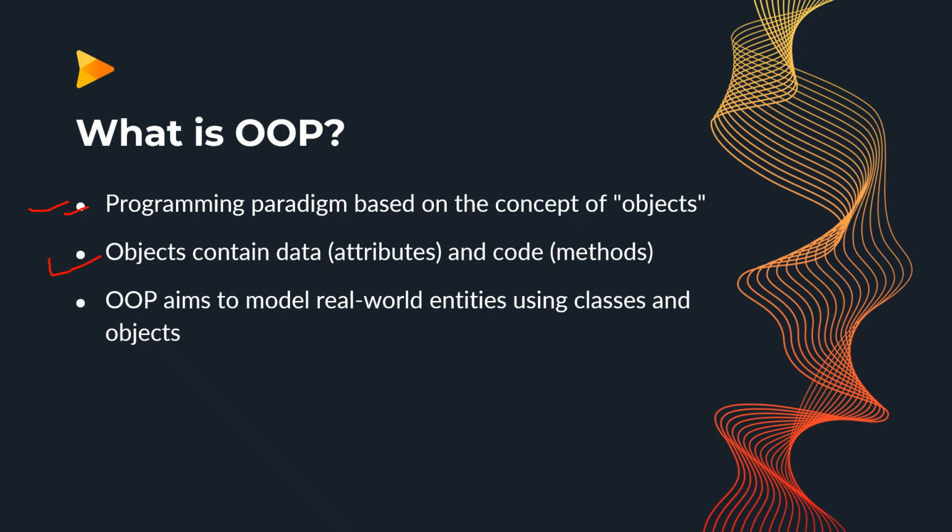So now what are classes and objects? A class is a blueprint of objects, or we can say that a class is the collection of objects which have similar characteristics. And what is an object? An object contains data, attributes and code or methods. Data or attributes are also known as states and these methods are also known as behaviors. Every real world object has state, and we are going to cover a lot of real world examples. OOP aims to model real world entities using classes and objects.